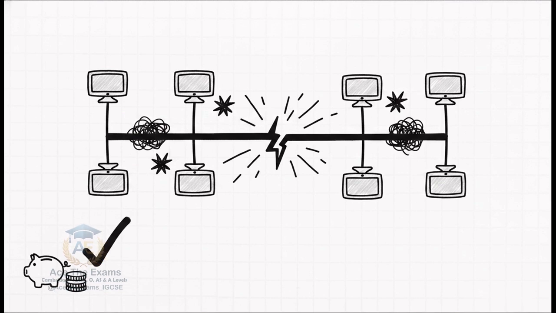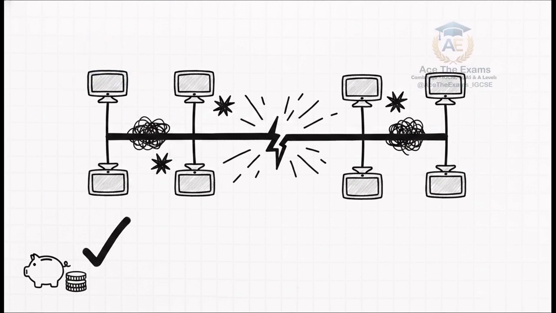Point. The bus topology is highly cost-effective for small networks. Evidence. It uses a single backbone cable to connect all nodes. Explanation. Because it requires minimal cabling compared to other setups, the initial installation costs are drastically reduced. Link. Therefore, it is the most budget-friendly choice, though it risks a single point of failure.